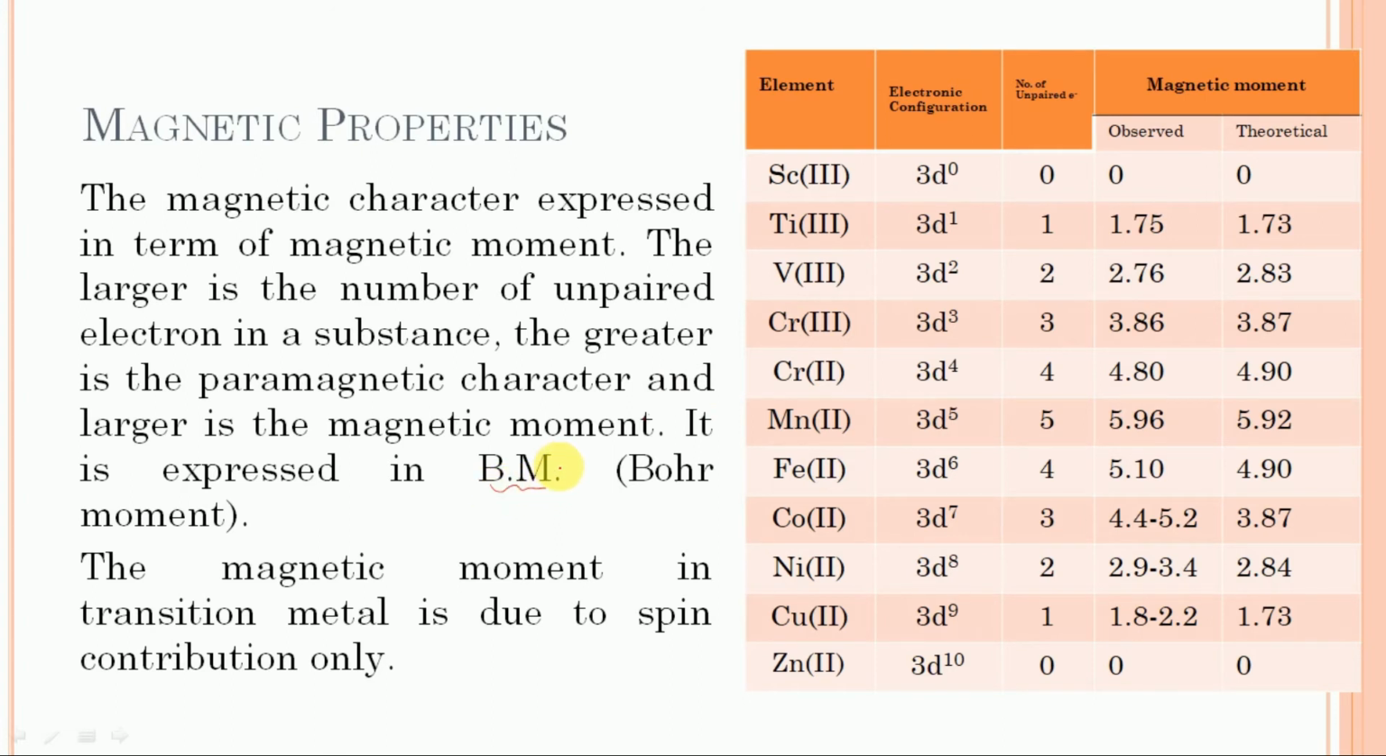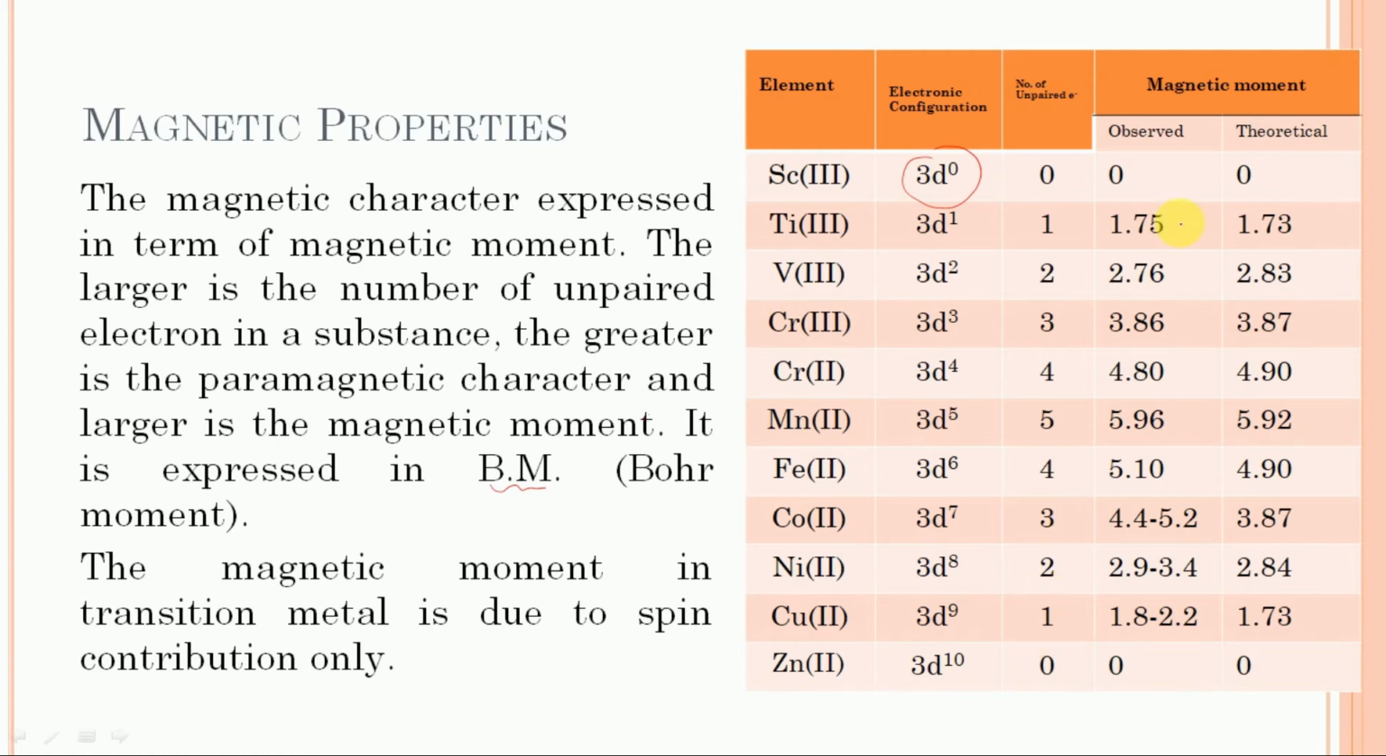The magnetic moment in transition metals is due to the spin only contribution. The magnetic moments of some ions of the first transition series are given in this table. In the case of scandium 3+, there is no electron in the d subshell, so it will have 0 magnetic moment, and similarly for the zinc 2+ ion, it will also have 0 unpaired electrons, so it will have 0 magnetic moment.